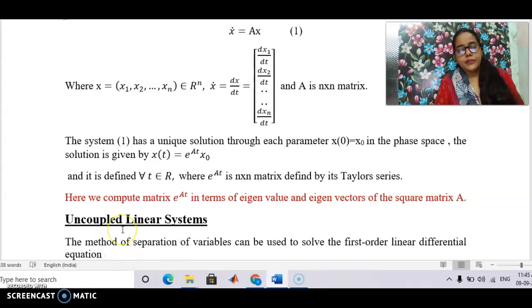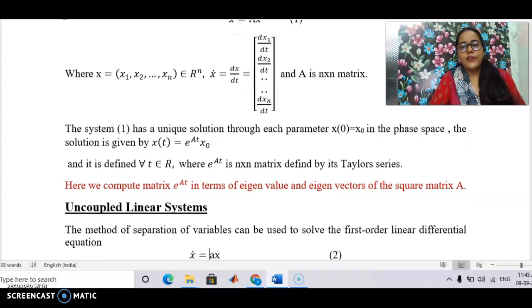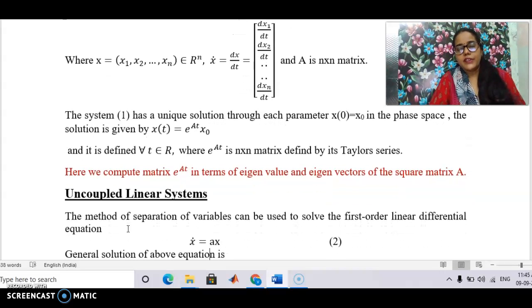Now the next topic, uncoupled linear system. There are two types of linear system we study: one is uncoupled, another one is coupled linear system. Uncoupled in the sense x1 is a function of x1, x2 is a function of x2, x3 is a function of x3. For example, x1 dot equals minus x1, x2 dot equals minus 2x2. Coupled means x1 dot equals minus x1 plus x2, where the right hand side contains both x1 and x2.